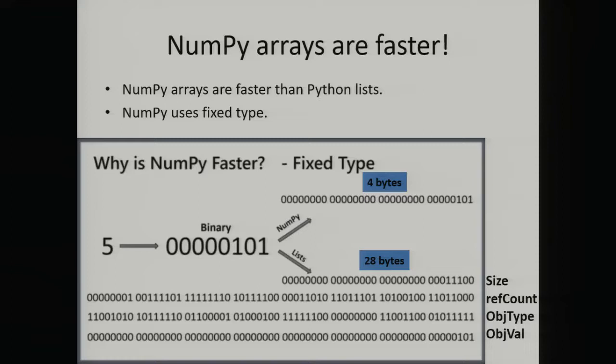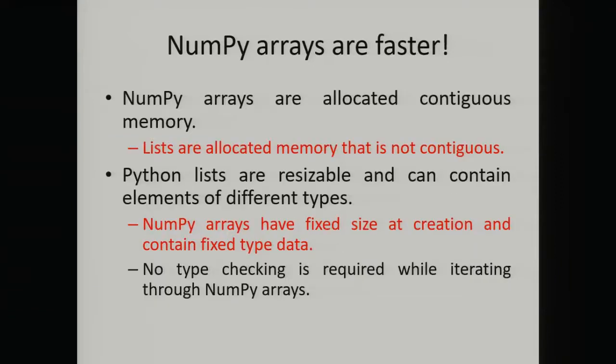Okay. So what this indicates is the size of a NumPy array is much smaller than the size of a Python list. And what does that lead to? That leads to faster iteration through the array over iterating through the list elements. NumPy arrays are allocated contiguous memory. That's another point that makes NumPy arrays faster, whereas lists are allocated memory that is non-contiguous.